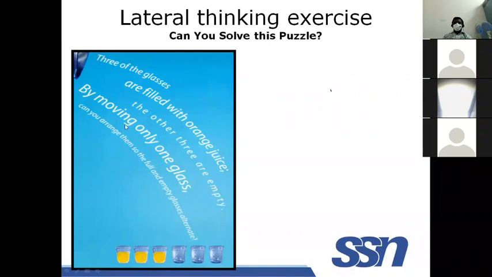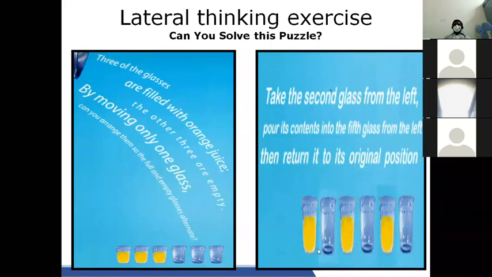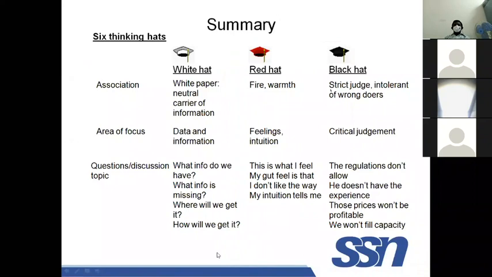For this puzzle, given the right answer, look at this. You just swap it, or otherwise pour the content of the second one into the fifth one. Okay. Next, thinking hats.